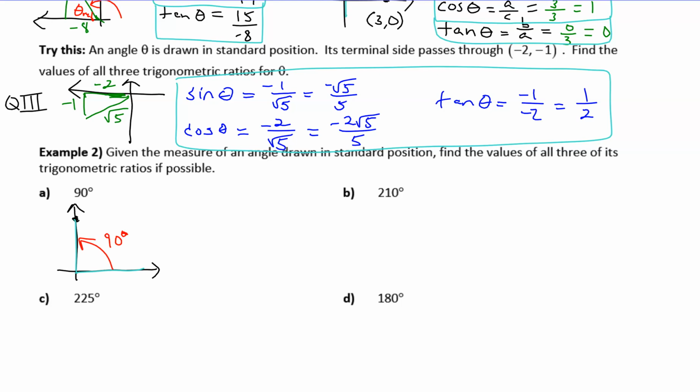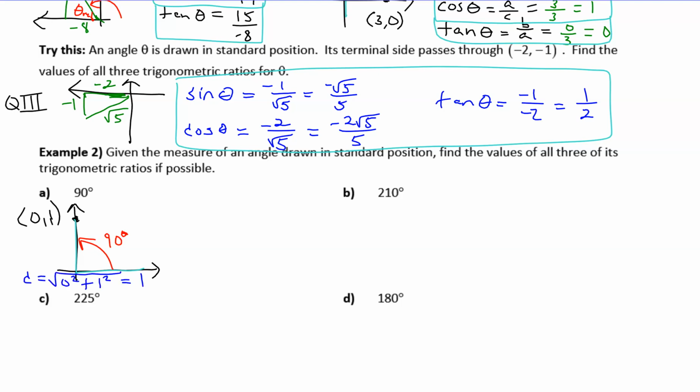In 2a, a 90-degree angle has a terminal side that's on an axis, not in a quadrant. So we'll need to write coordinates of the endpoint of the terminal side. We don't actually know the endpoint of the terminal side, but we do know that the x-coordinate is 0. The y-coordinate is some positive number, and we're just not sure what it is, so I'm just going to pick an easy positive number, 1, to represent the y-coordinate of the terminal side.